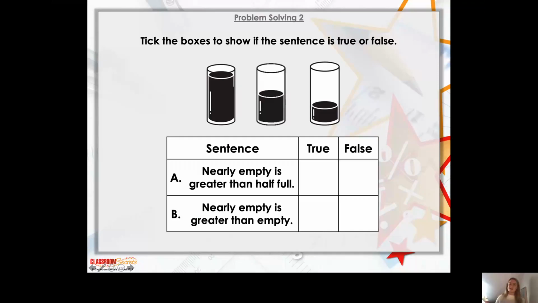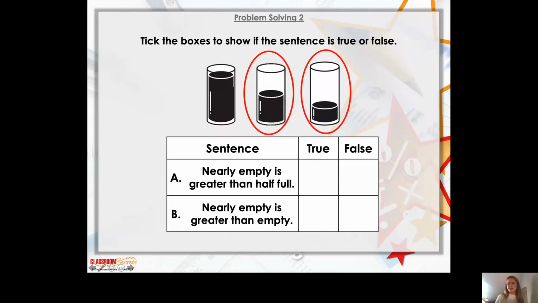Okay, let's move on to our next question. So tick the boxes to show if the sentence is true or false. Okay, so we've got nearly empty is greater than half full. Okay, so we have got nearly empty and half full. Okay, so which one is nearly empty? We can see it's the third one, can't we? Because there's not that much liquid left in it. Okay, so we've got our nearly empty as the third one. And our middle one, I would say, is half full. So half of it is full of liquid and the other half isn't.